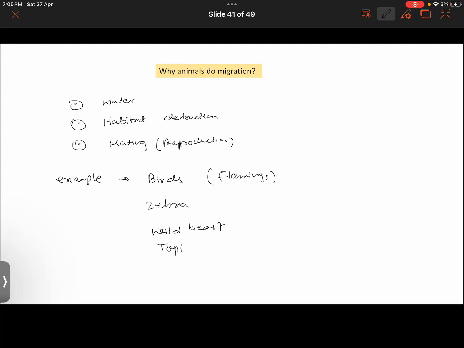Getting it? Flamingo. Have you guys seen the flamingo? Yes, sir. It is pink in color. Elephant, as I told you, elephants also do migration. Getting it now? So these are some of the examples. Have you seen the image of this black-necked crane?